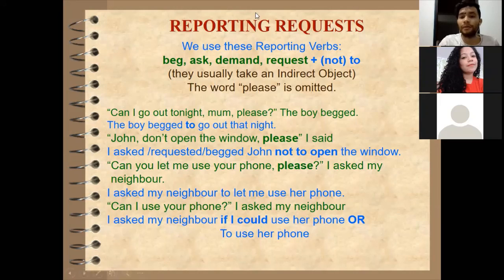Esto en el caso de los requests. And the reporting verbs, again, are beg, ask, demand, and request. And they usually take an indirect object. ¿Qué quiere decir con un indirect object? Es decir, que vamos a mencionar a la persona que recibe la acción. So, por ejemplo, yo le pregunté a mi vecino, ¿cuál es el indirect object? En este caso sería mi vecino, right? O me preguntó a mí. So, he asked me. He told me those things, right?